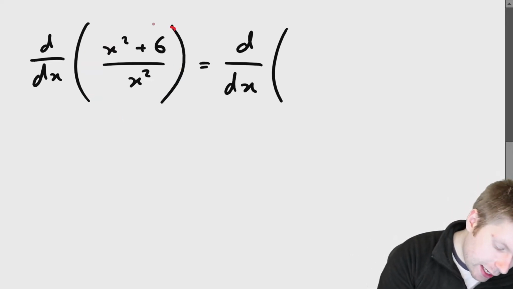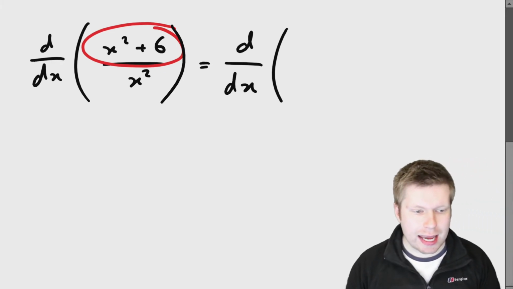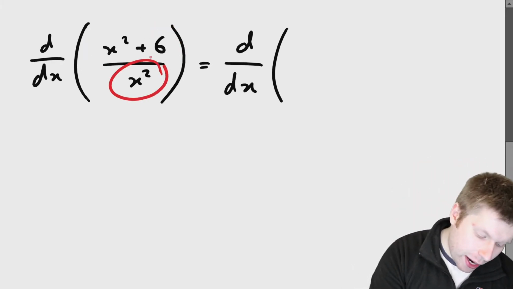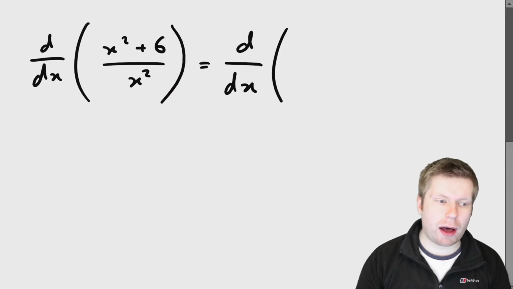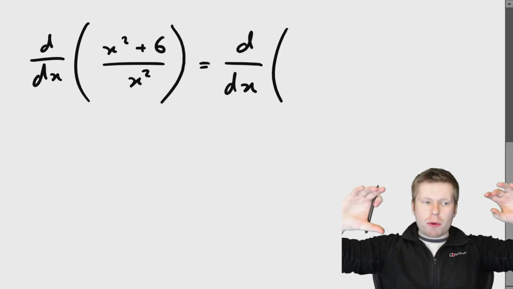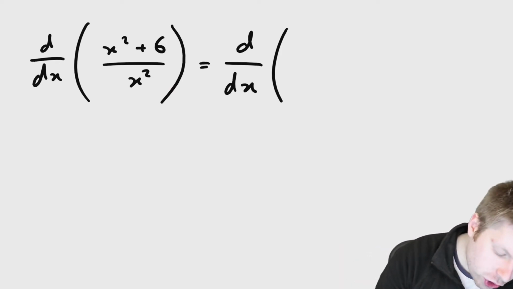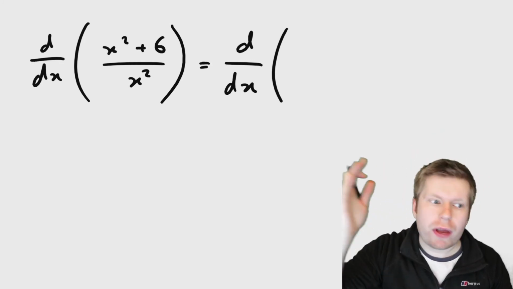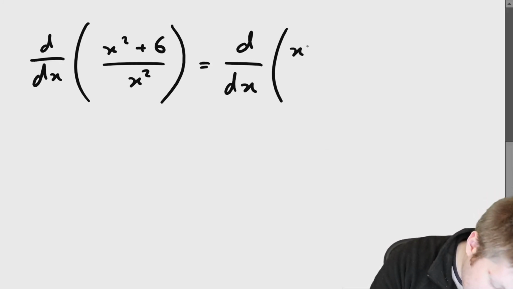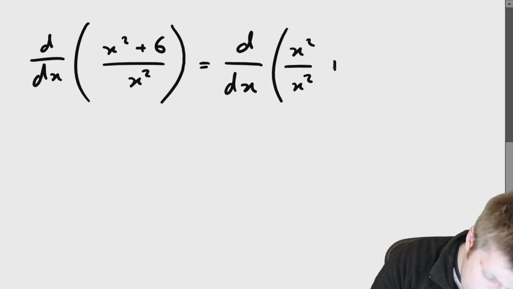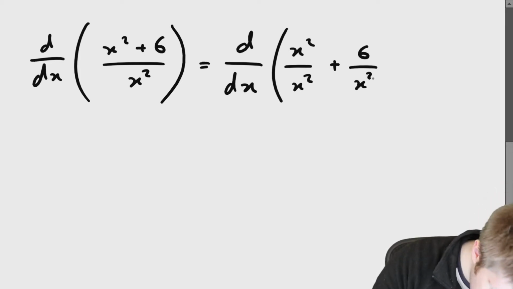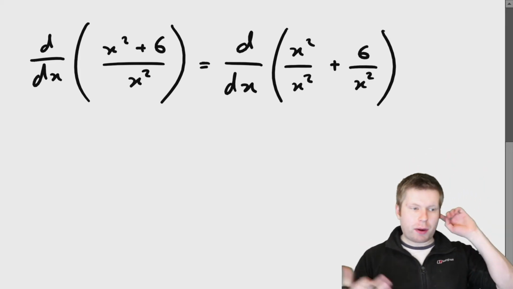So in this case, I'm taking the numerator, which is x squared plus 6, and I'm dividing it by x squared, okay? So let's think about this. Well, if I'm dividing every term on the numerator by x squared, then I can also write it as a sum of individual fractions. In other words, x squared divided by x squared, and the 6 divided by x squared. That's literally the same thing. I'm just dividing everything on the numerator by x squared.